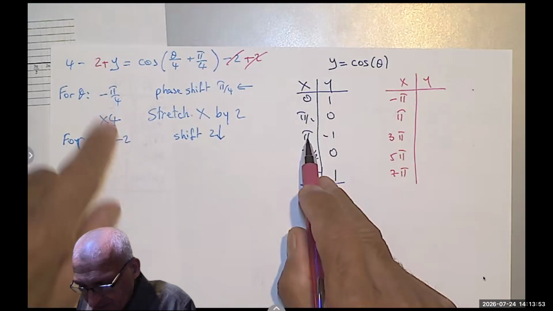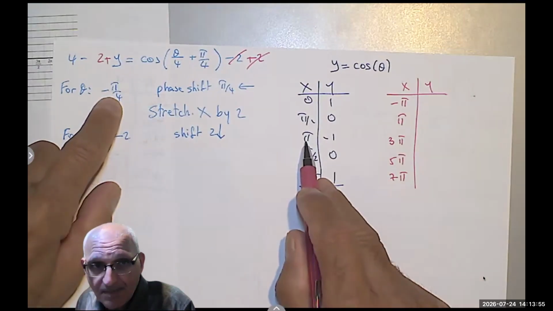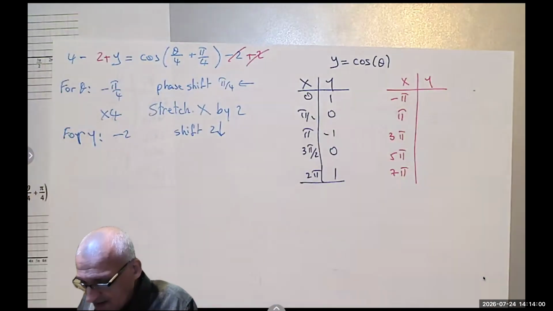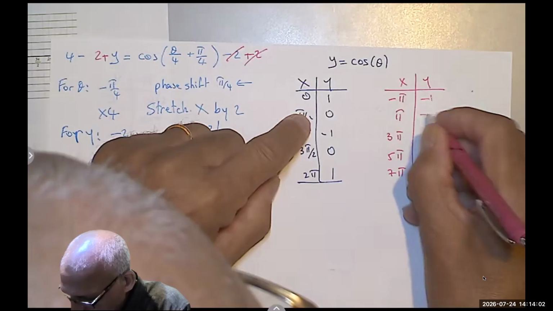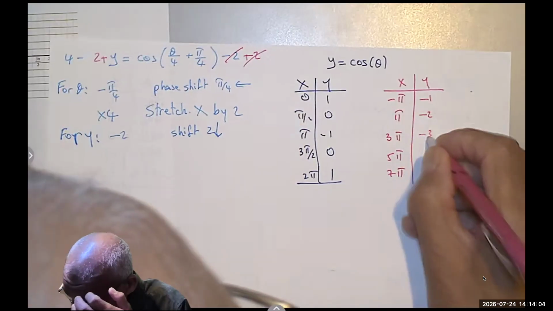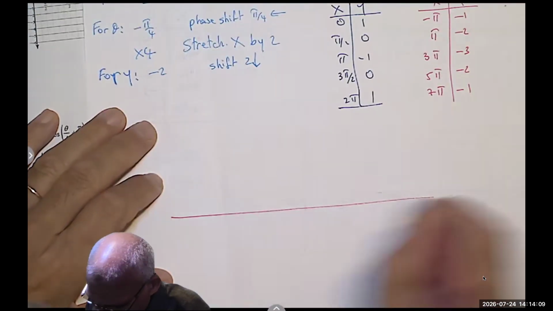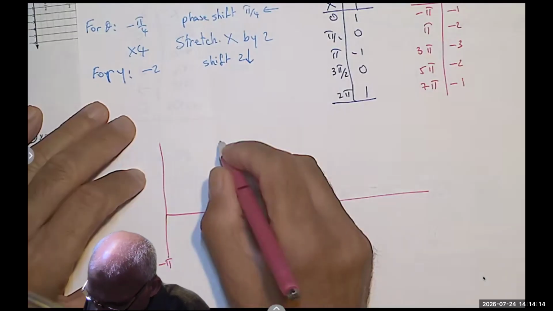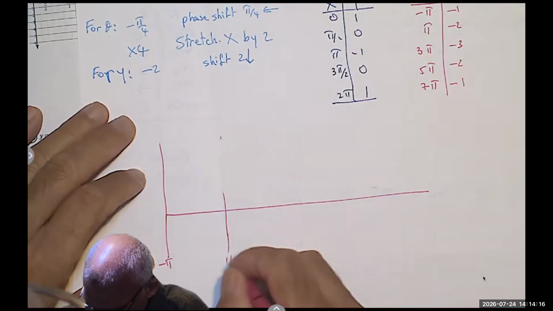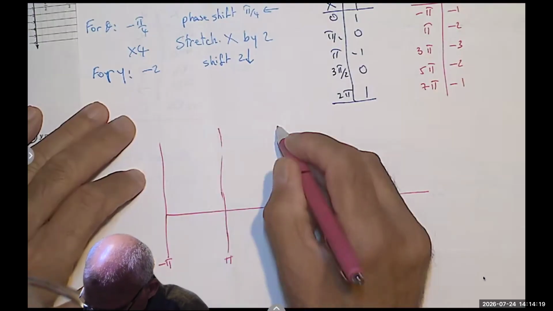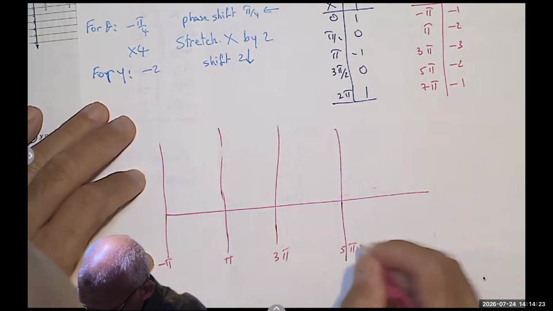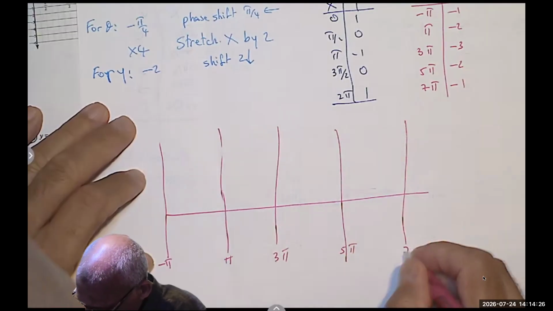So you say pi, I'm going to subtract pi over 4, so it's 3 pi over 4, multiply by 4, it's 3 pi. For the y, you just subtract 2, so -1, -2, -3, -2, -1. And here is my graph. I start at negative pi, and then I have pi, I have 3 pi, I have 5 pi, I have 7 pi.